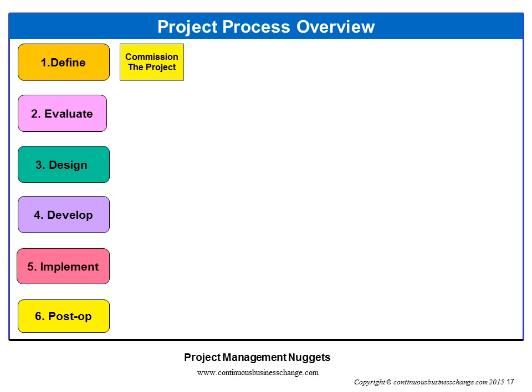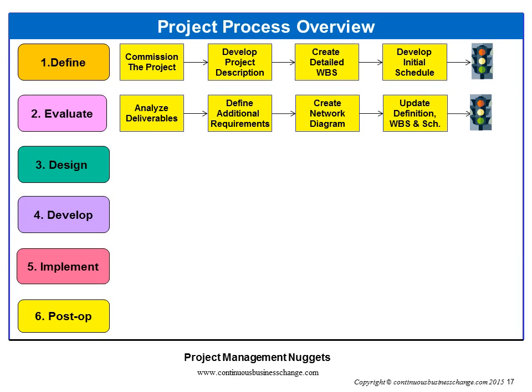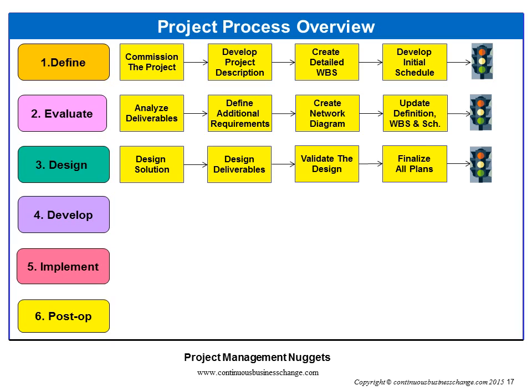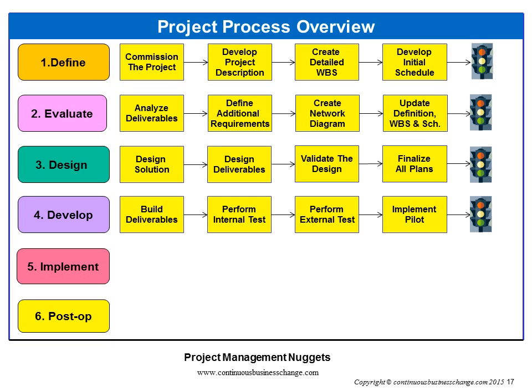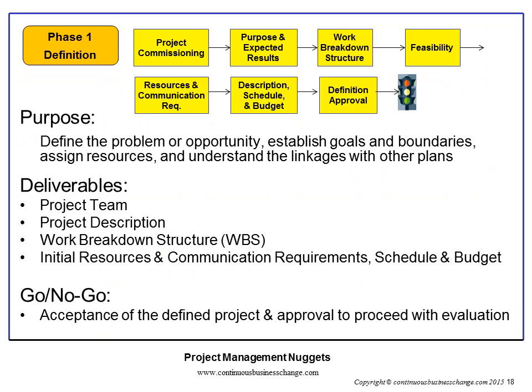Definition phase, commission the project. Develop the project description. Create the work breakdown structure, or WBS. Develop the initial schedule. Gain approval to go to the next phase. Evaluation phase, design phase, development phase, implementation phase, and post-op. Now we'll expand the definition phase to 7 steps. Our project description template expands it to 20 steps.